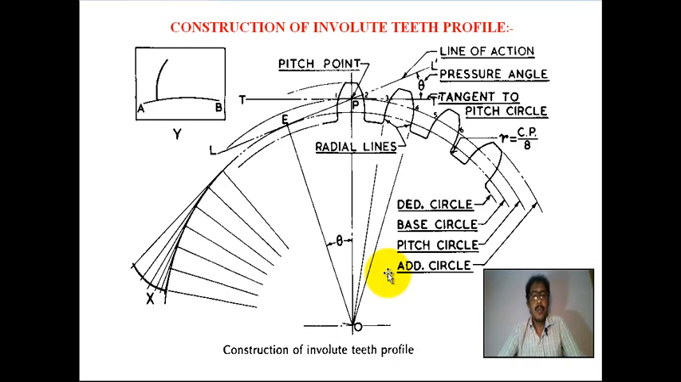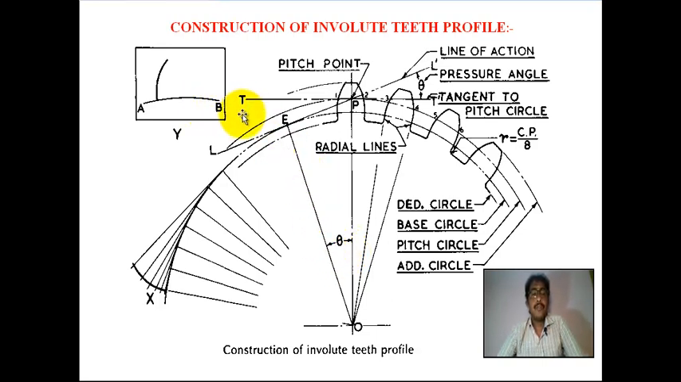Today we draw the spur gear teeth profile by the involute method. This is method 2. Most of the examination purpose, this is very important.